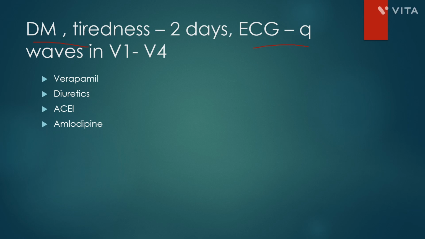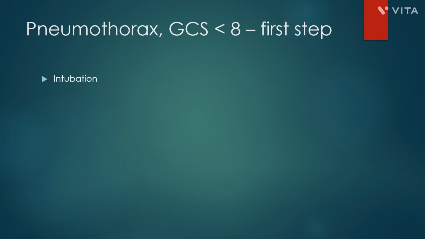This was a scenario. Now, a patient with pneumothorax and GCS less than 8. What is your first step? So you have to secure the airway. It is intubation. The options didn't include needle thoracostomy. It only included ICD insertion. Before securing the airway, you cannot go for ICD insertion because ICD insertion is going to take some time. So you have to first secure the airway, especially when the GCS is low.